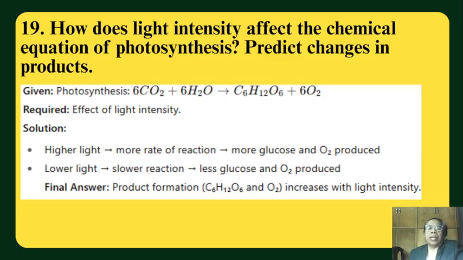So solution: higher light, higher rate of reaction, which means more glucose and oxygen produced. And then with lower light, there will be a slower reaction, and of course there will be less glucose and oxygen produced. So the final answer: product formation increases with light intensity. The higher, the better.